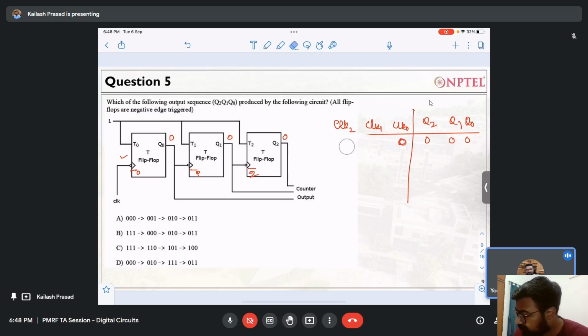I think I have drawn it wrong. Let me do it like that. This will be 0, right? And let me keep it 0 only initially. It is like that. Okay, so what will happen initially?